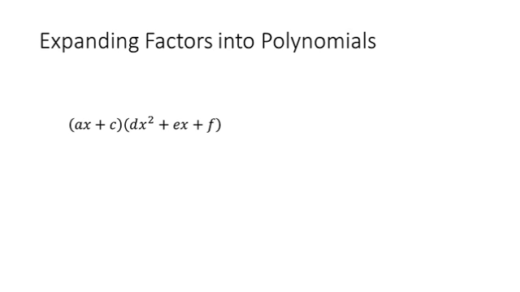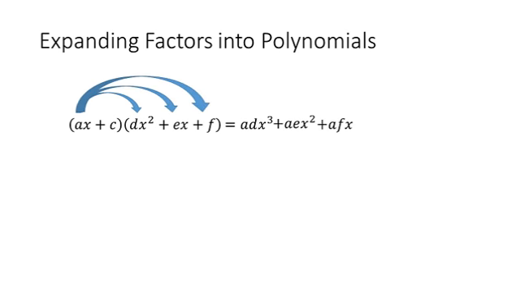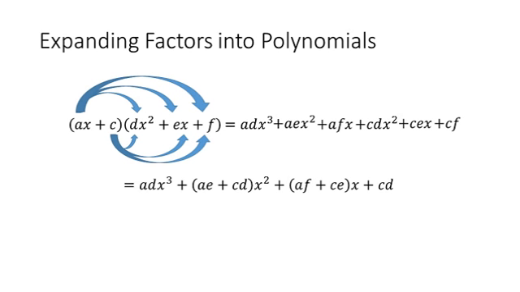You need to take each term in the first parentheses and multiply it by each term in the second parentheses. So here we take ax times dx squared, we take ax times ex, and we take ax times f. And then we take, for the second term in the first parentheses, c dx squared, cex, and cf. We then simplify, we combine the x squared terms and we combine the x terms so that we get it in that familiar polynomial form.